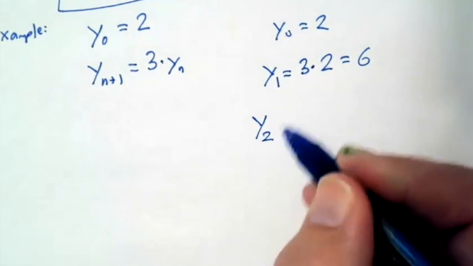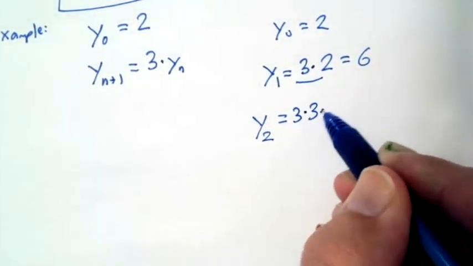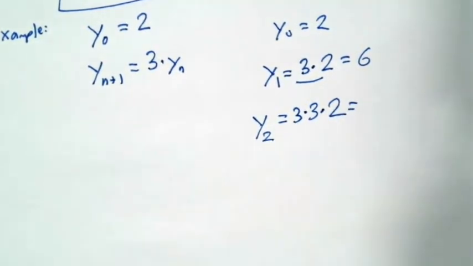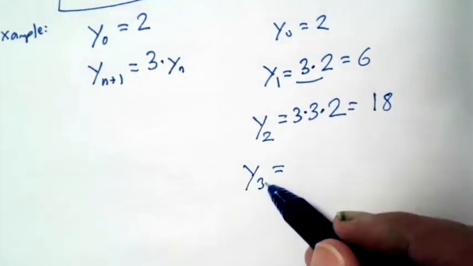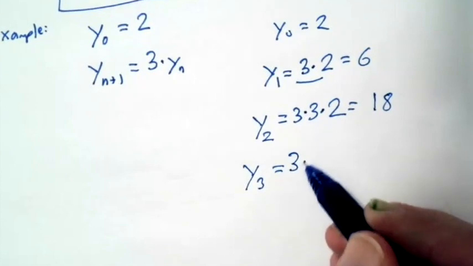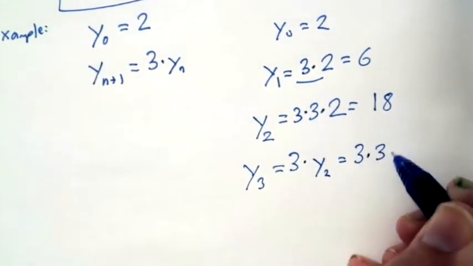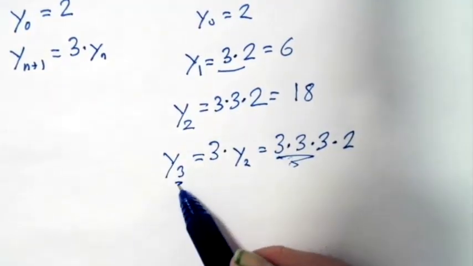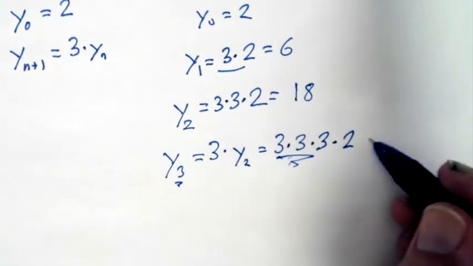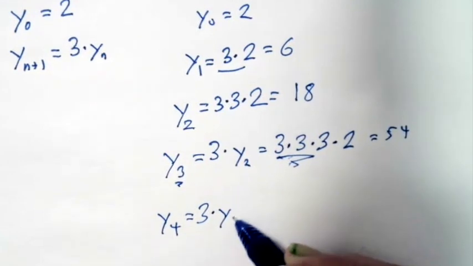Now let's go ahead and look at y sub 2, but let's look at it not as 3 times 6, but as 3 times 3 times 2. This is a case where simplification is actually your enemy, because when you simplify, it can obscure the pattern of what's happening. To get y sub 3, I multiply 3 by y sub 2, the previous term, and that becomes 3 times 3 times 3 times 2. So notice that I have 3 3's multiplied together, and I'm on y sub 3, and this is equal to 54.